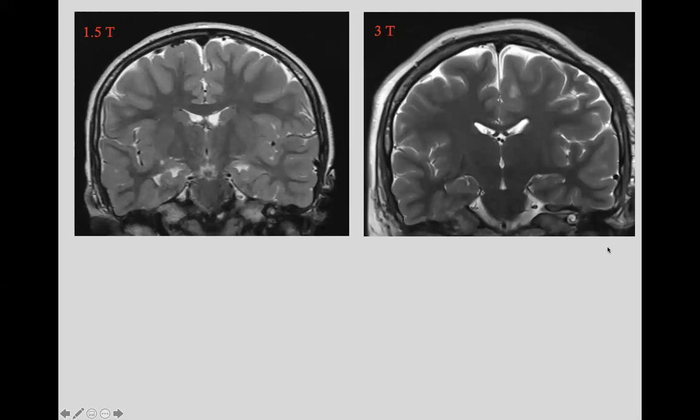And this is to show you the differences between the 1.5 and the 3 Tesla, this is a coronal T2 sequence. Now, you should be able, even if you are not a neuroradiologist, to recognize all the sequences after all these lectures.